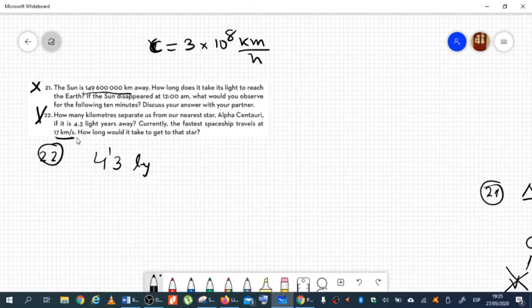Can you imagine the difference between these two velocities? This is the fastest spaceship, la más rápida nave que tenemos. So imagine, and the light travels at this speed. This speed is 3 and 8 zeros.